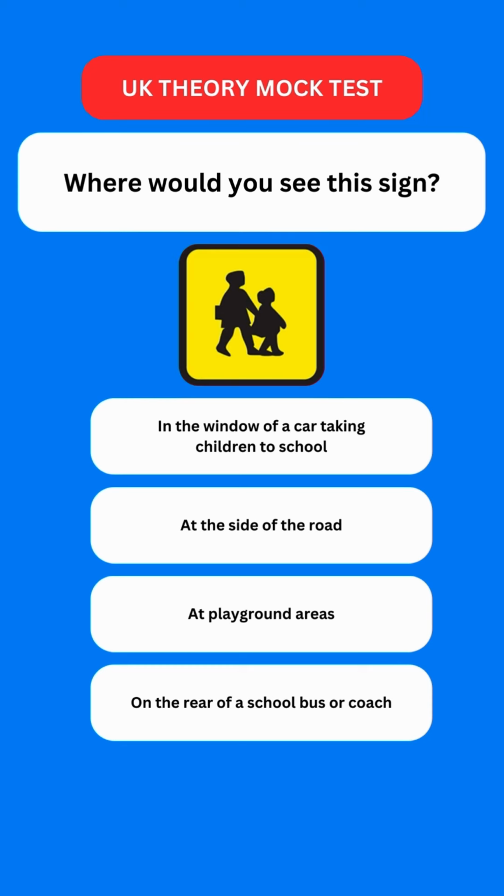Next question is, where would you see this sign? Options are in the window of a car taking children to school, at the side of the road, at playground areas, or on the rear of a school bus or coach. So the correct option is the last one. You would see this on the rear of a school bus or coach.